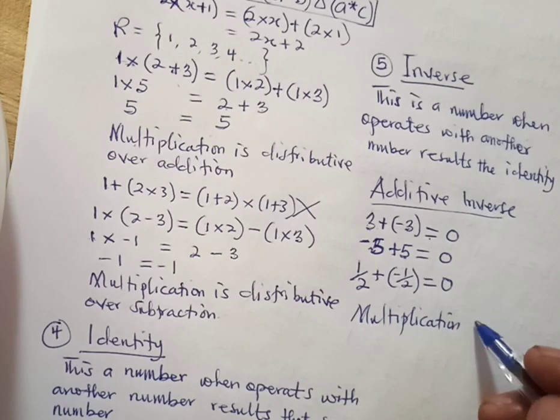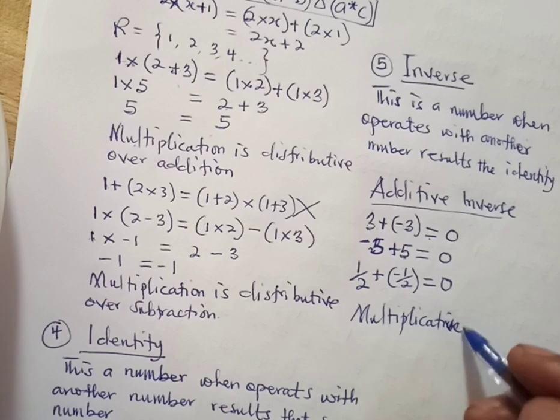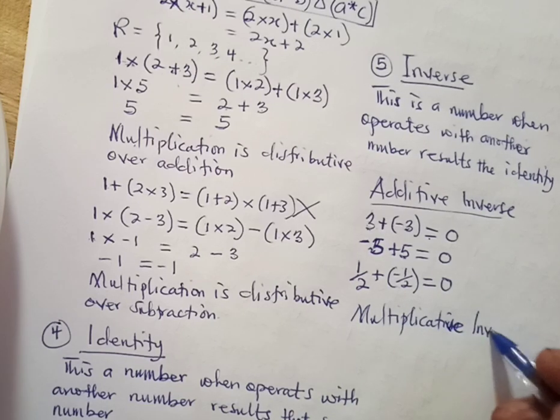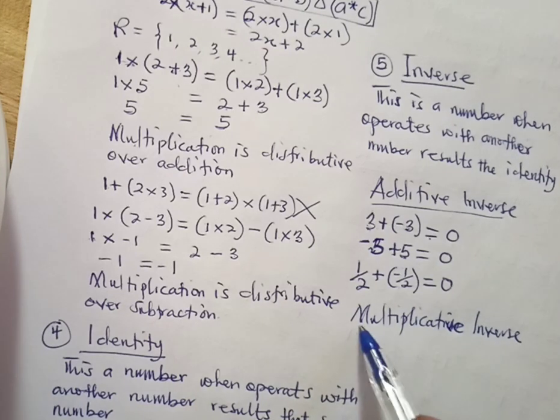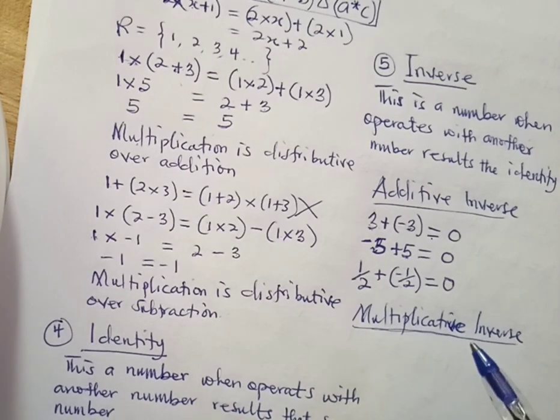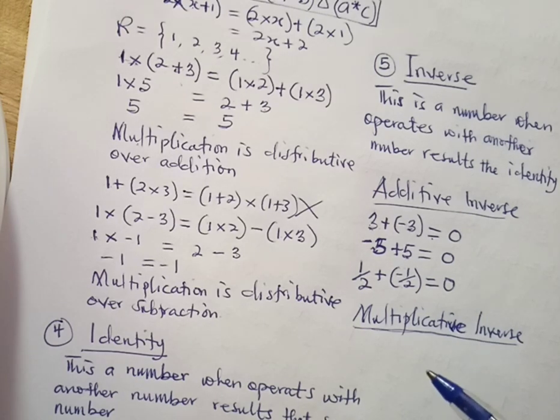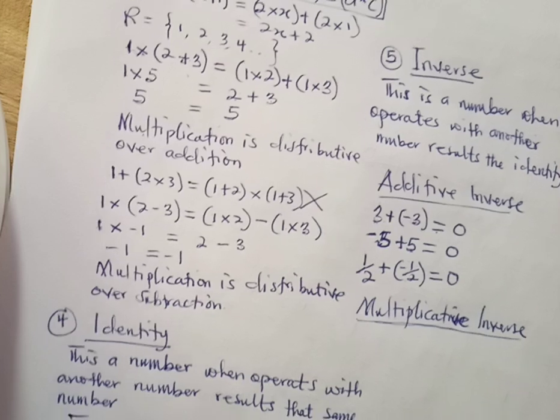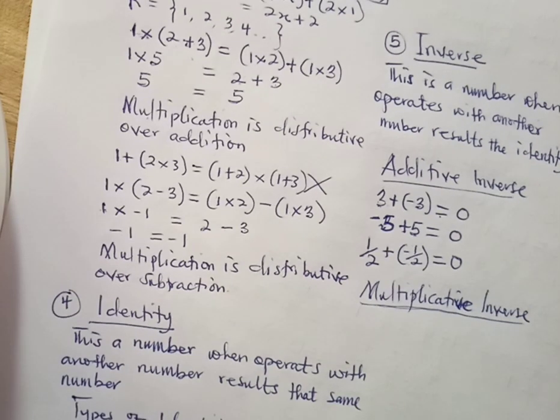Multiplicative inverse. For the multiplicative inverse, we are saying that if I have a number, which number should I multiply by to get the multiplicative identity? We all know that the multiplicative identity is 1. So if I give you a number, you ask yourself, what number should I multiply by to get the multiplicative identity? Have you gotten that?